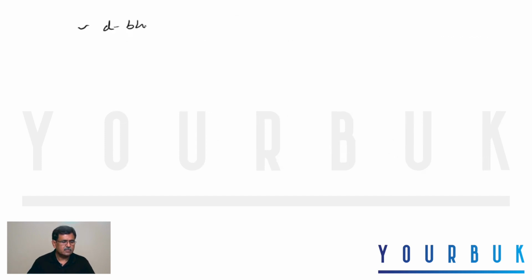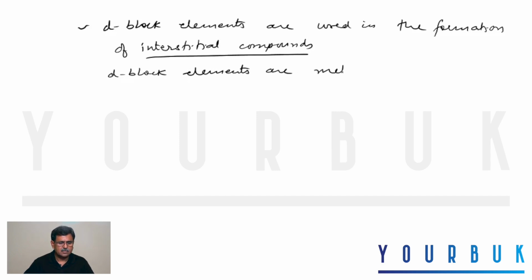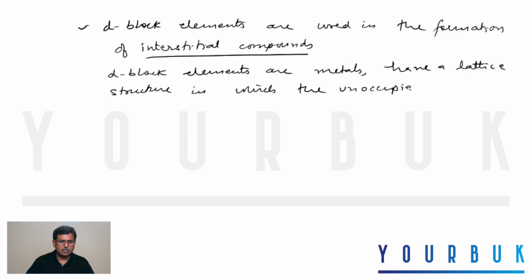Next, the d block elements are used in the formation of interstitial compounds. Now why are they used in the interstitial compounds? What are interstitial compounds? Now d block elements are metals. They have a lattice structure in which the unoccupied space is called a void or hole or interstices.